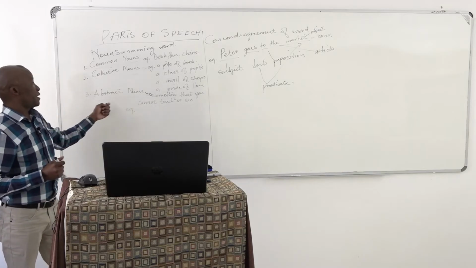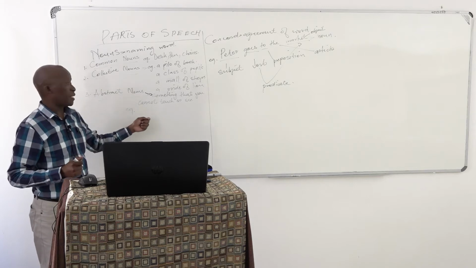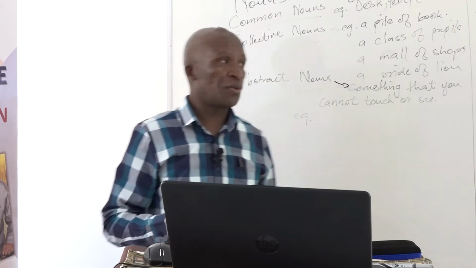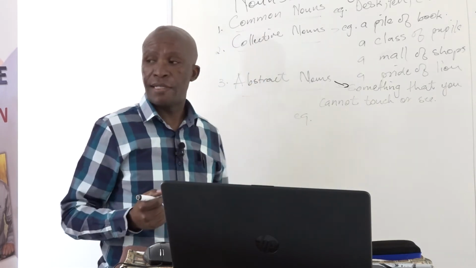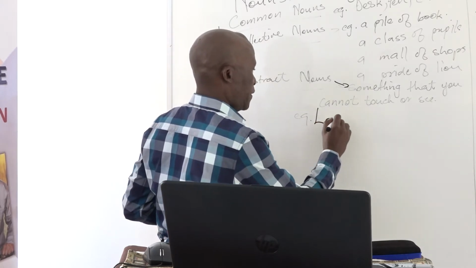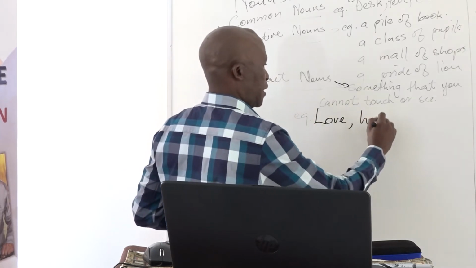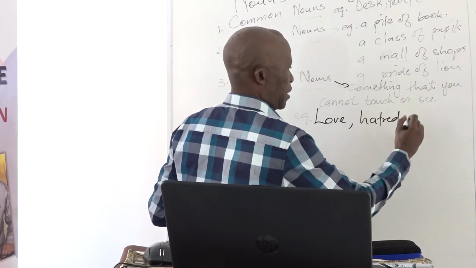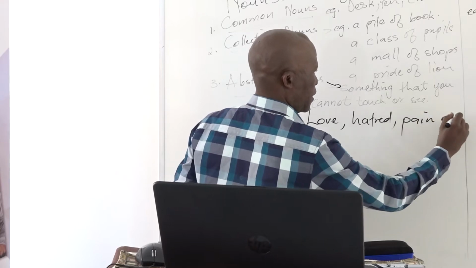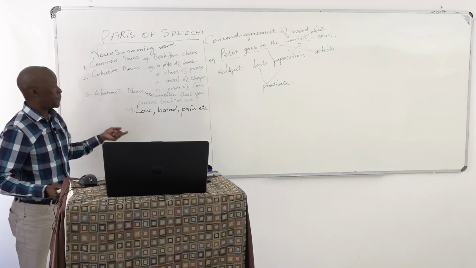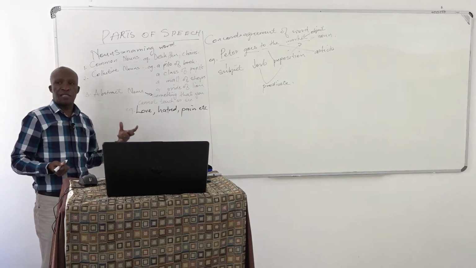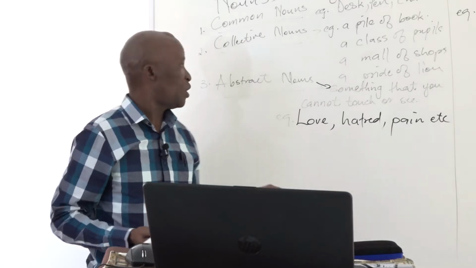Now, under abstract nouns, we've got examples. Remember I said abstract nouns are things that you cannot see or you cannot touch. Examples of abstract nouns can be love, hatred, pain, etc. These are examples of abstract nouns. Like I've already said, something that is abstract is something that you cannot touch or see.